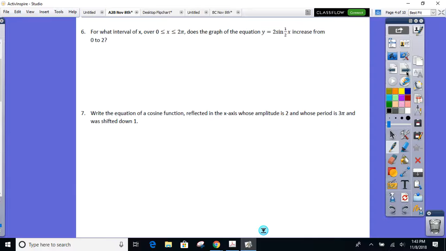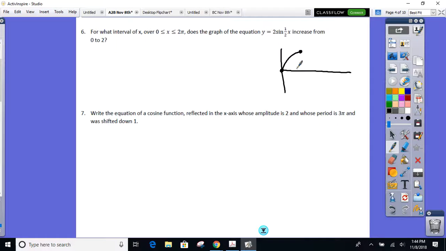Where does this graph go from 0 to 2? All right, well, quick, I just want to visualize this. Where's this sine curve gonna start? It's gonna go to 0, right? And then it's gonna go to its max. What's the max value here? There's no shift. 2, right? What's the question asking? When it goes from 0 to 2, right?